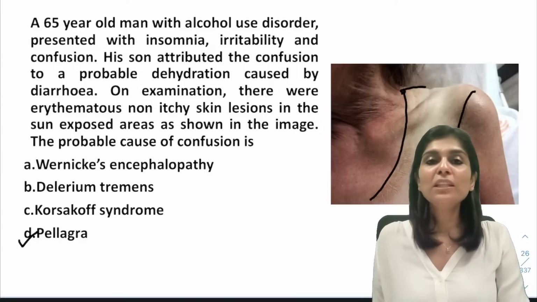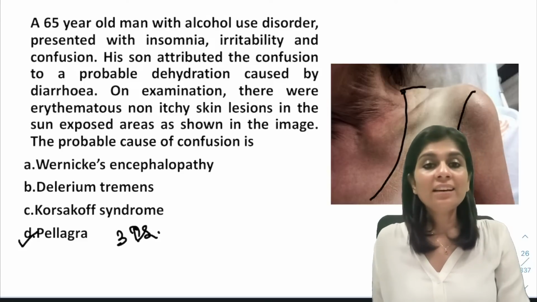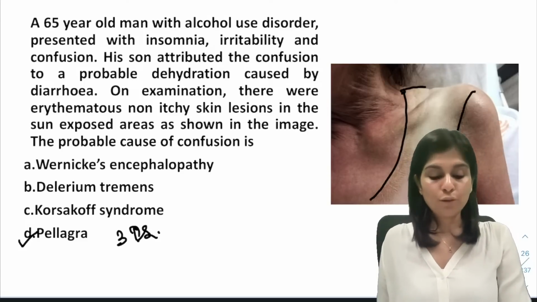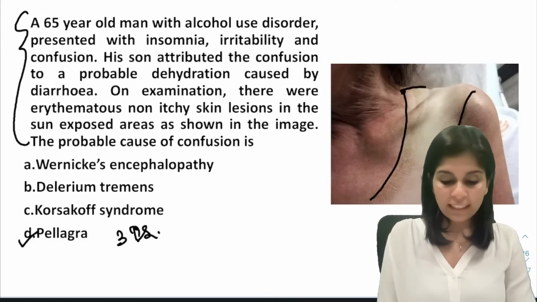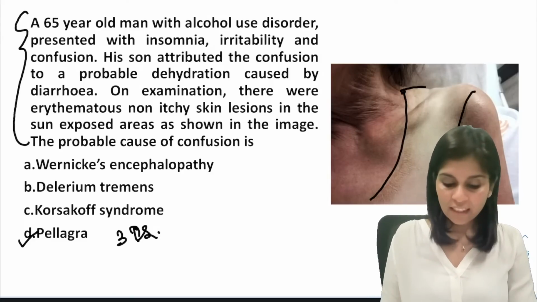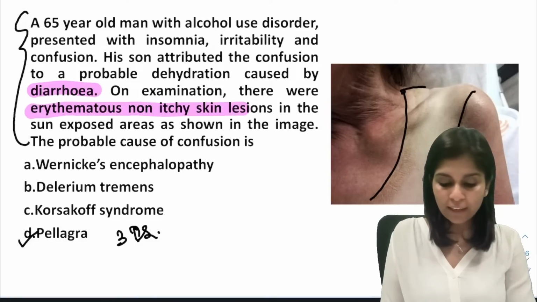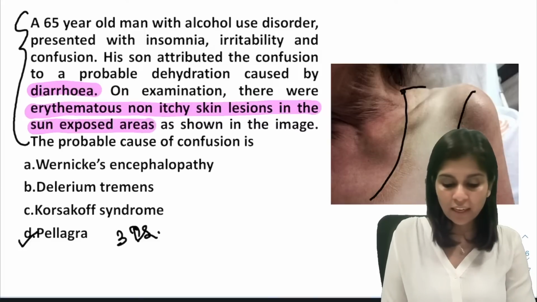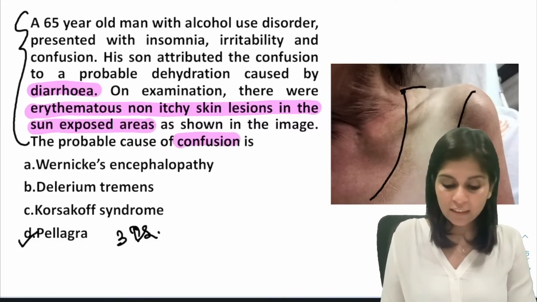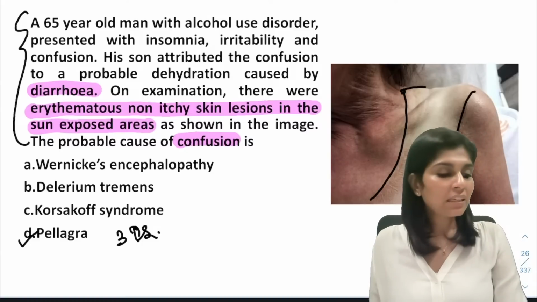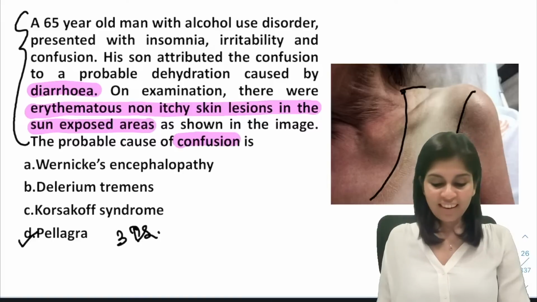Don't you know that pellagra is characterized by 3 Ds? What are the 3 Ds? Diarrhea, dermatitis and dementia. Don't you see all the 3 Ds here? What are the 3 Ds that you observe here? Let me highlight it. The first D is diarrhea, right? And then you see dermatitis, erythematous non-itchy skin lesions in the sun-exposed areas. So diarrhea, dermatitis, dementia, there is confusion. So these are the 3 Ds of pellagra. The most cliche question. Okay.